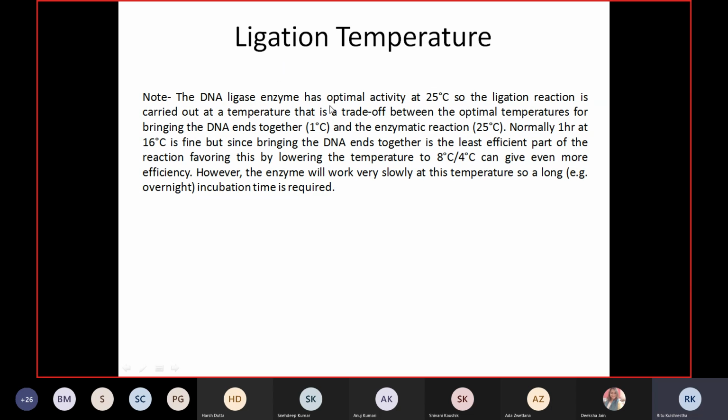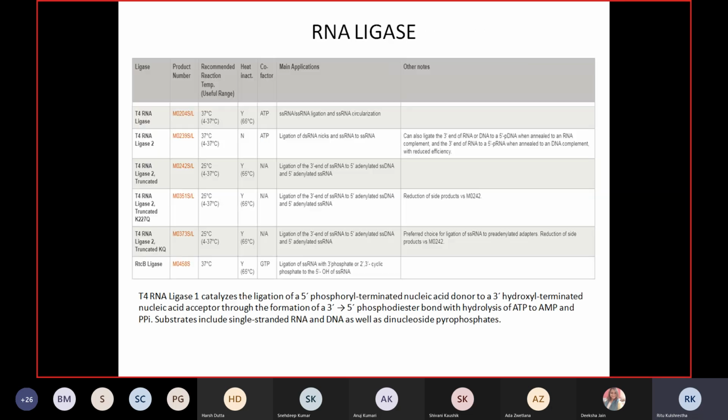But for your general, let's say one vector, one insert ligations, even 16 degree for few hours or 25 degree for 1 hour, it is good enough in most of the cases. Okay. So depending on what is your final application, you can decide what ligation temperature you use and for how long.